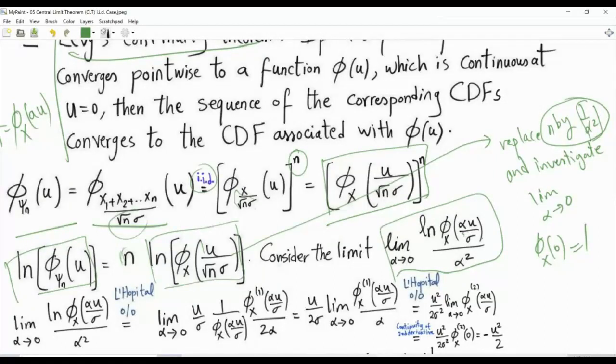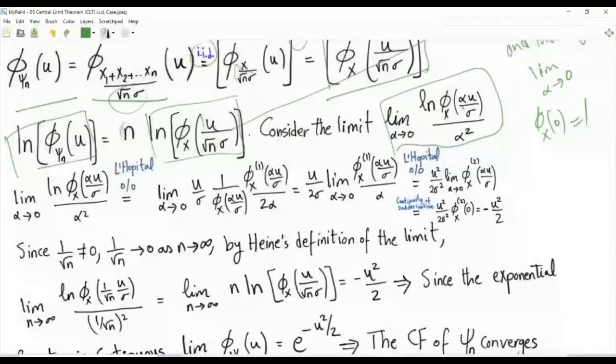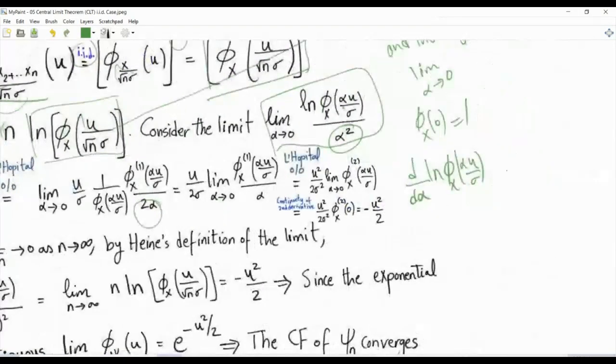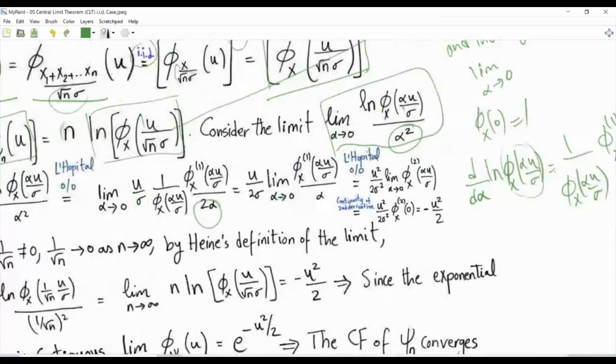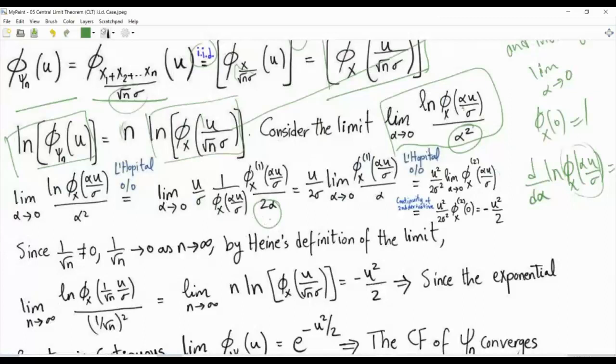But now, because we know that the characteristic function is differentiable, we can proceed by L'Hopital, and we can differentiate the numerator and the denominator. So alpha squared becomes 2 alpha. So what is the derivative with respect to alpha of ln phi_X of alpha u over sigma? Okay, chain rule, so basically ln of something, you get the thing in the denominator, but then you need to apply the chain rule, so you need to differentiate the thing inside the logarithm. And it is differentiable because the random variable has a finite second moment, so the characteristic function is twice differentiable.